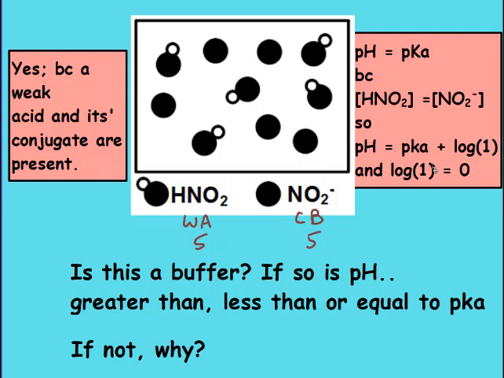So my HNO2 equals my NO2 negative. So when pH equals pKa plus log of 1, and log of 1 is 0, then pH will have to equal pKa.